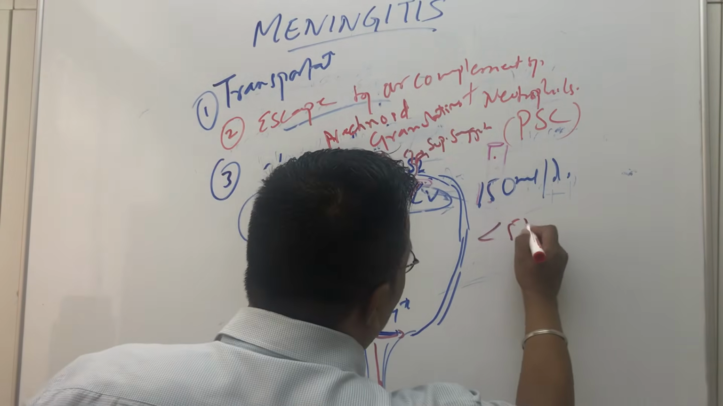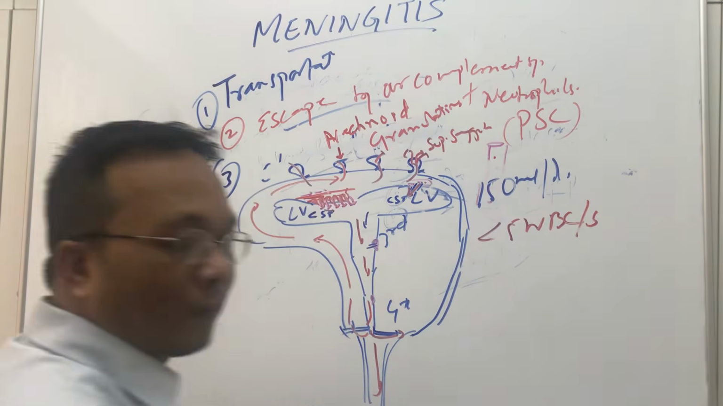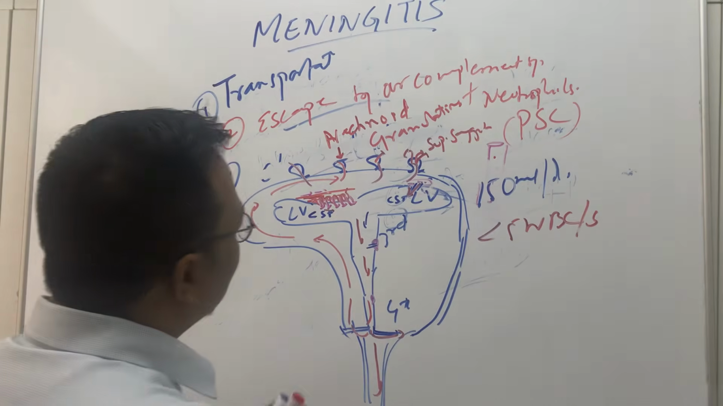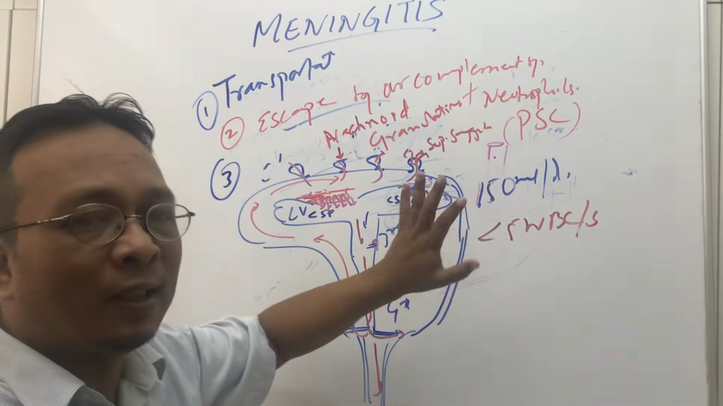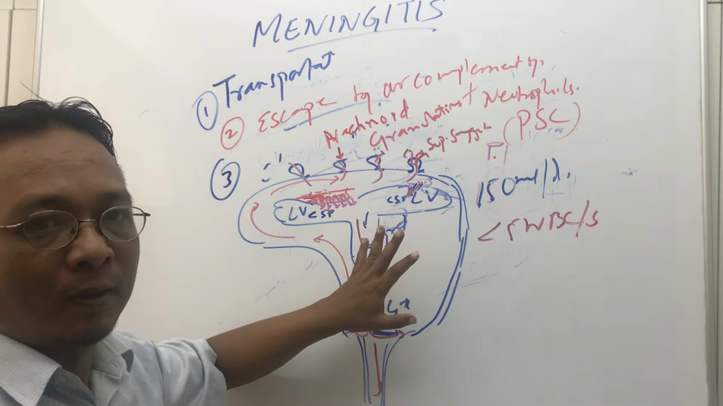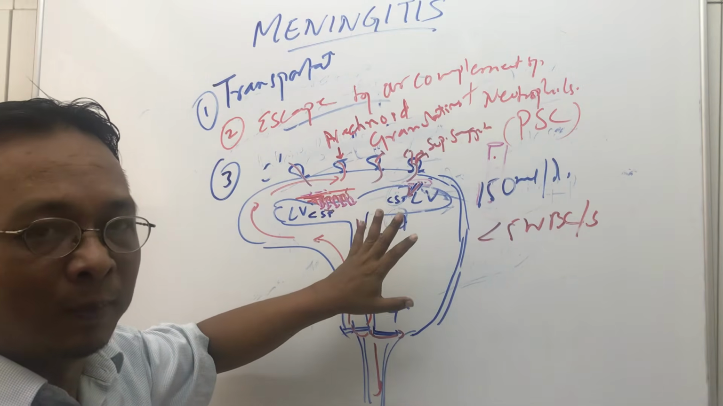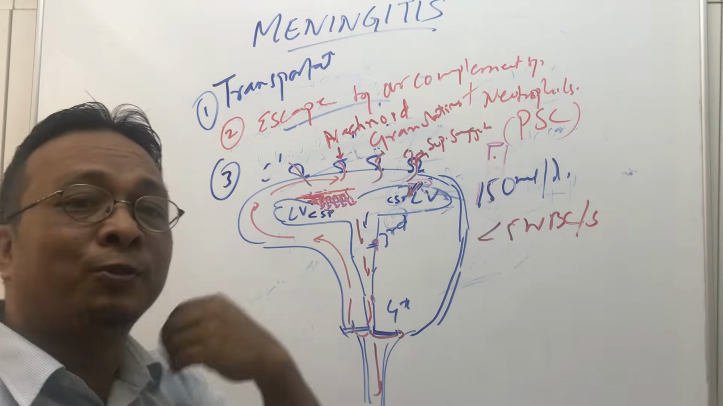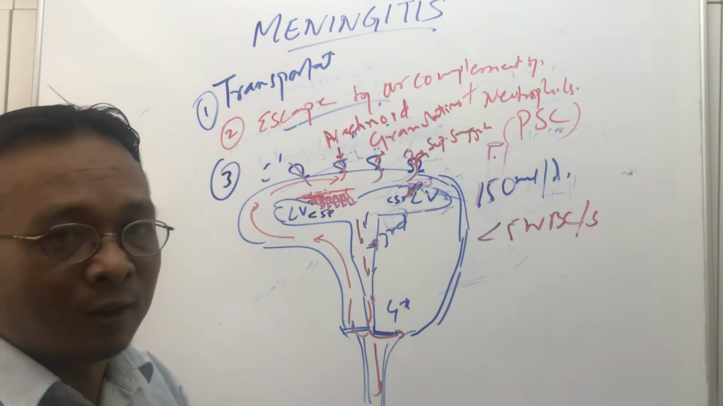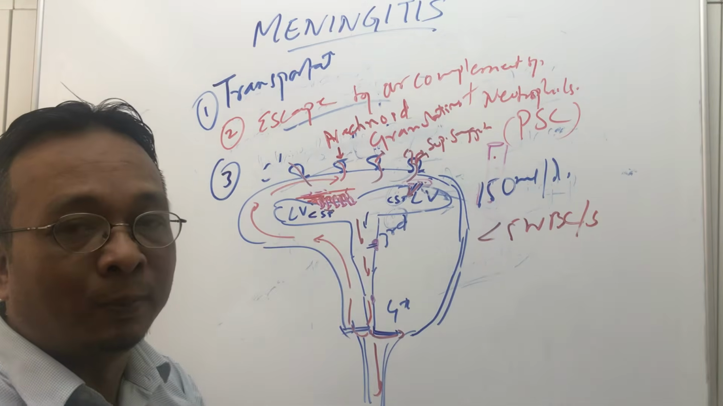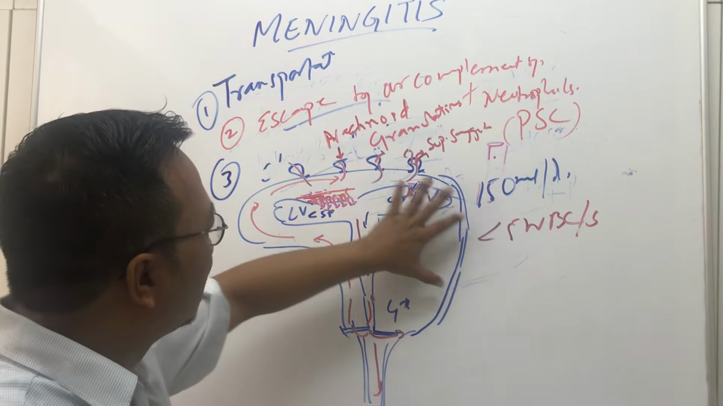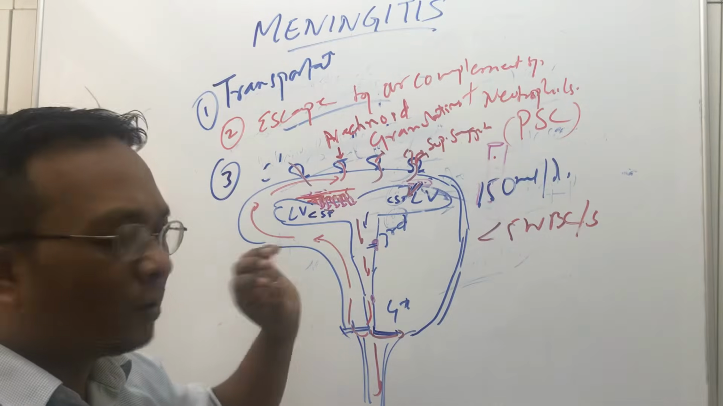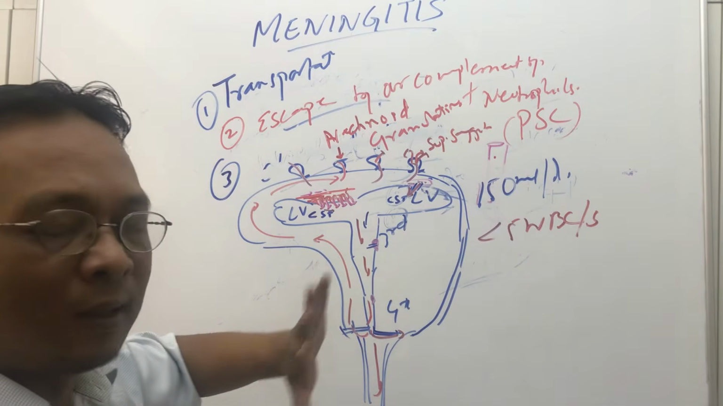It's a clear, colorless fluid with less than 5 WBCs per cubic millimeter, less protein, and less glucose. It is not so crowded. Because it's not so crowded, CSF is transparent, clear, and colorless. Once it is crowded, it will become turbid. It has minimum things, less immunogenic material, and less protein. That's why CSF is colorless and transparent.